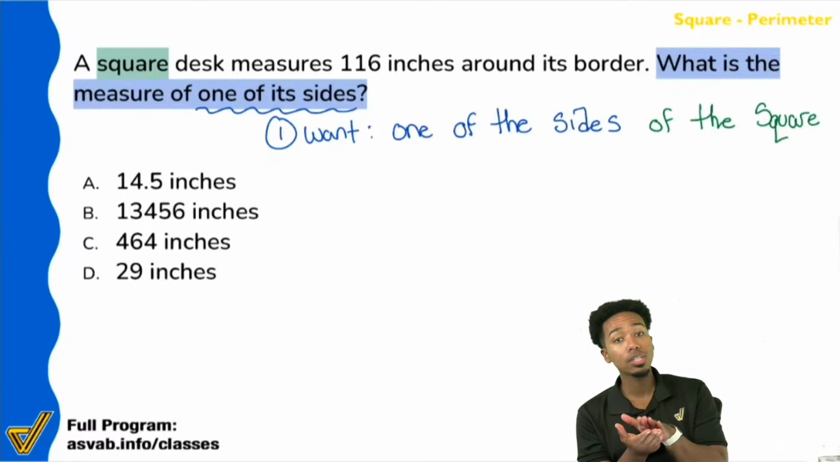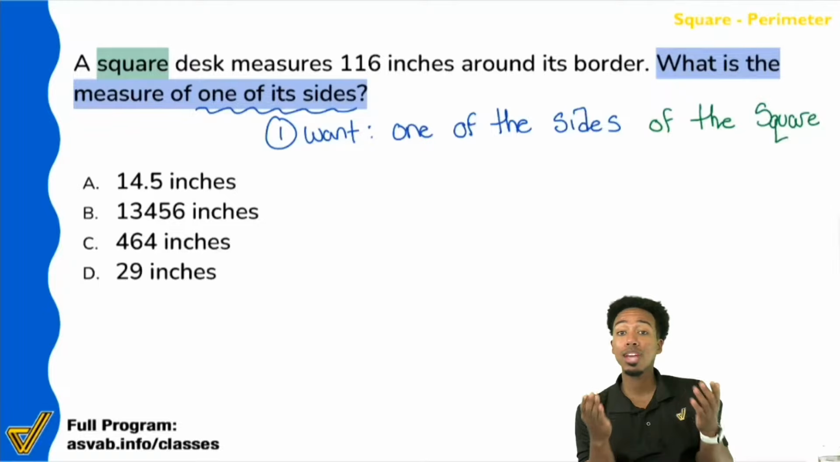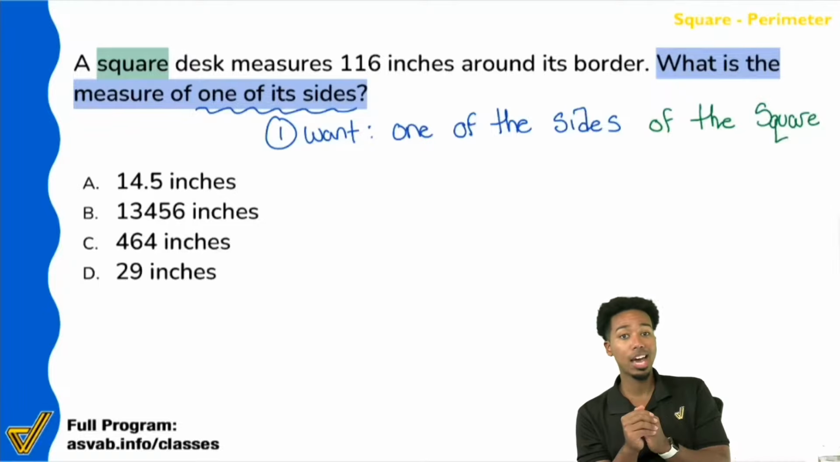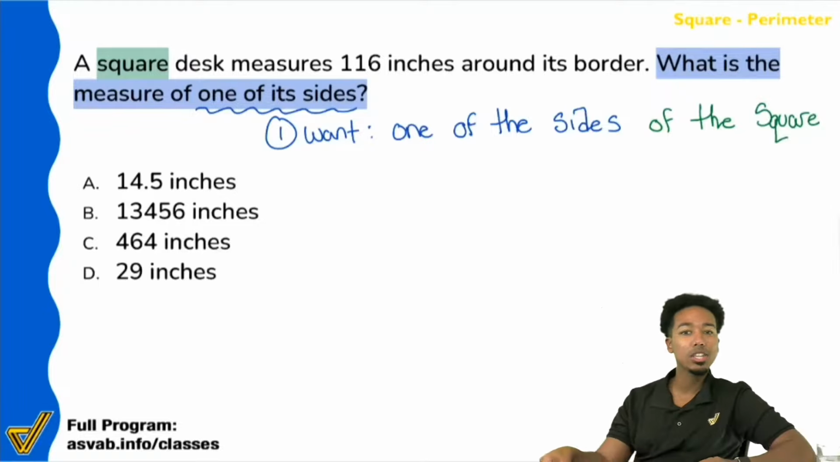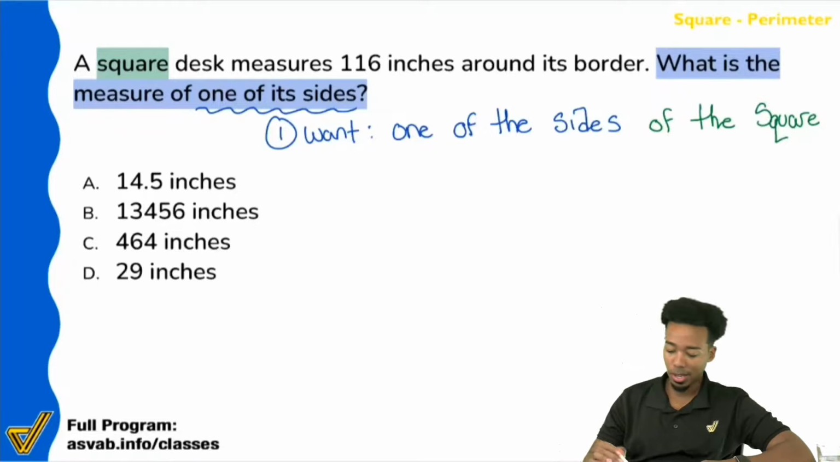This is where you need to stay calm, cool, and collected. Keep the goal in mind. The goal is, hey, we're looking for the side of the square, but number 2, let's see what information we have to work with that can give us the side of that square. So let's read together and see if we can pick up on some clues. A square desk measures 116 inches around its border.